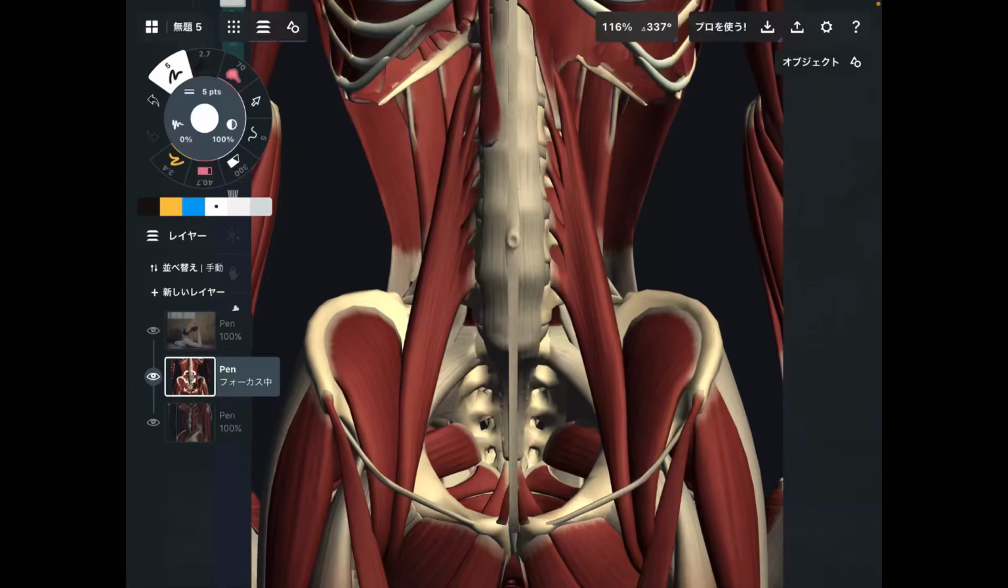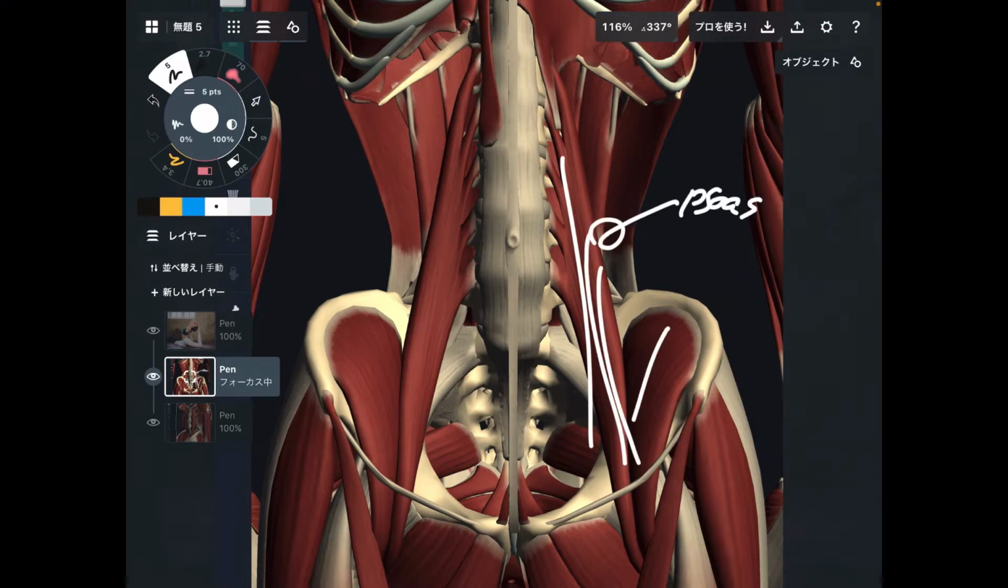In today's video, I am going to explain important muscle anatomy for yoga pose and Pilates. I want to focus on two deep muscles. First one is this one. This is psoas. And second one, this is iliacus. These muscles together, it is called iliopsoas.